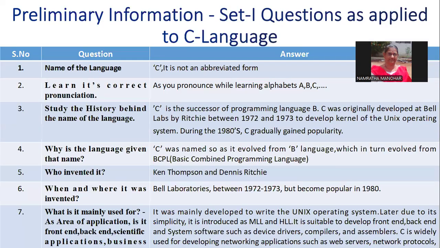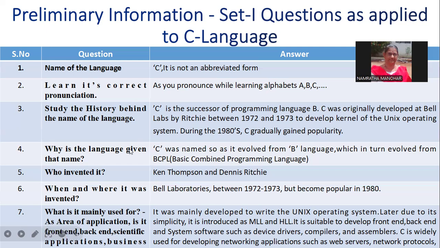C is the successor of the programming language B. It has evolved from B. So C was originally developed at Bell Laboratories by Dennis Ritchie between 1972 and 1973 to develop the kernel of the Unix operating system, which is a network operating system. But during the 1980s, C gradually gained popularity because of its simplicity.